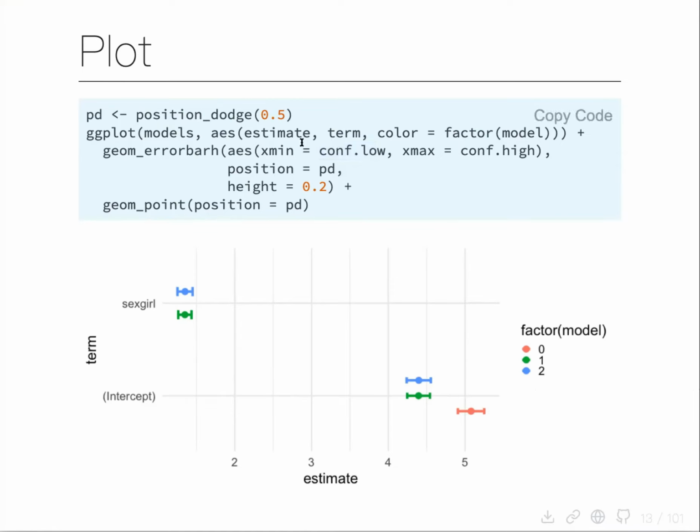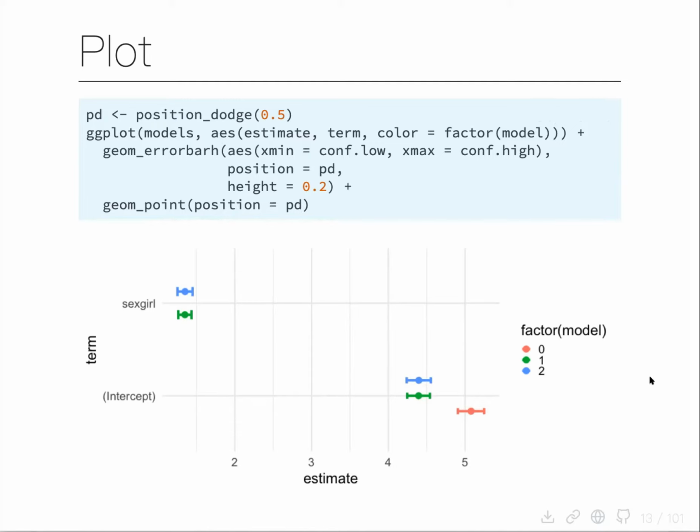So that's what I'm saying here. xmin is equal to conf.low, xmax is equal to conf.high. Those are columns in my data set, which I got by saying conf.int equals TRUE. And then this position is going to be equal to PD, which I created up here. And then height equals 0.2, that's just going to make the whiskers a little bit smaller. And then I add the points on top of that, and I say position equals PD to make sure that they're matched up with their error bars.